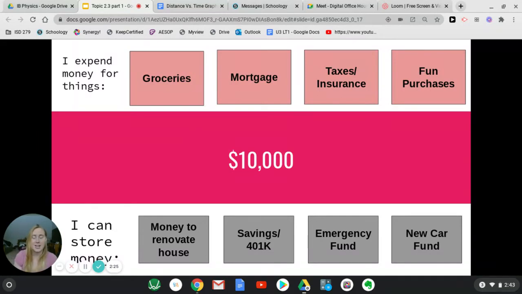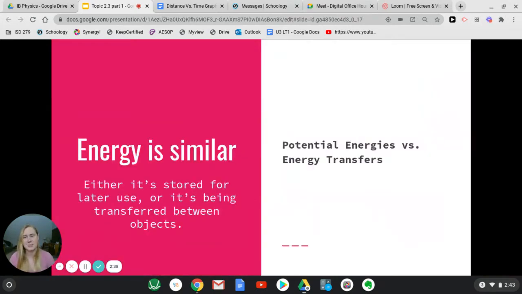So when I get a chunk of money, if somehow I magically won $10,000, I would use it for all these things. A lot of it would get stored for later use, and some of it would get used right now. So energy is similar. Either it's being stored for later use, or it's getting transferred between objects. So we're going to really distinctively talk about them in different ways: potential energies that will get used or transferred later, and energies as they're being transferred. So let's talk about them.